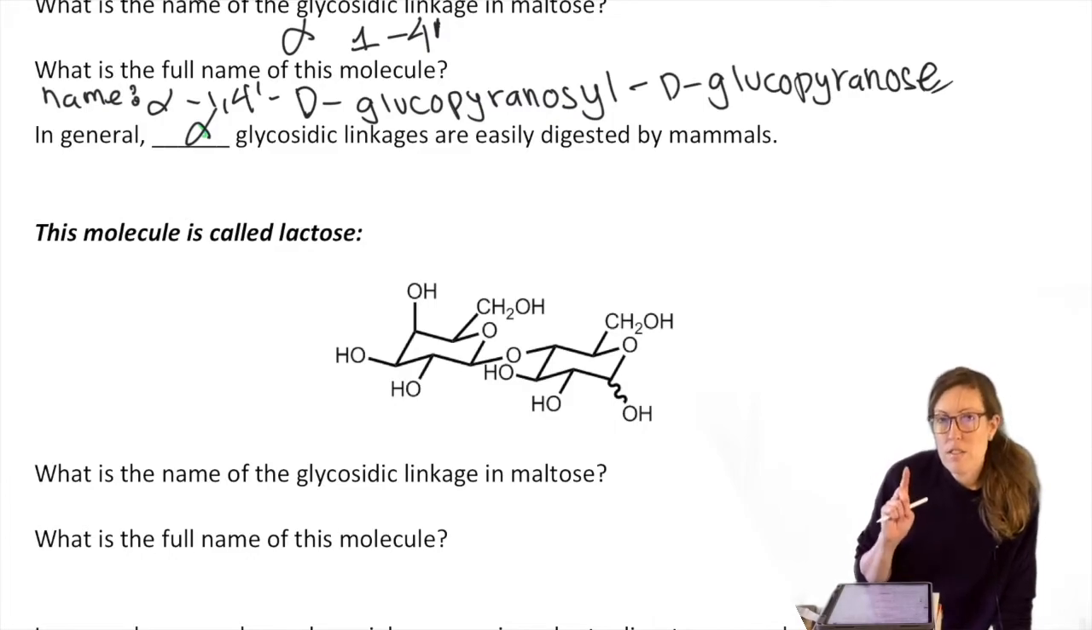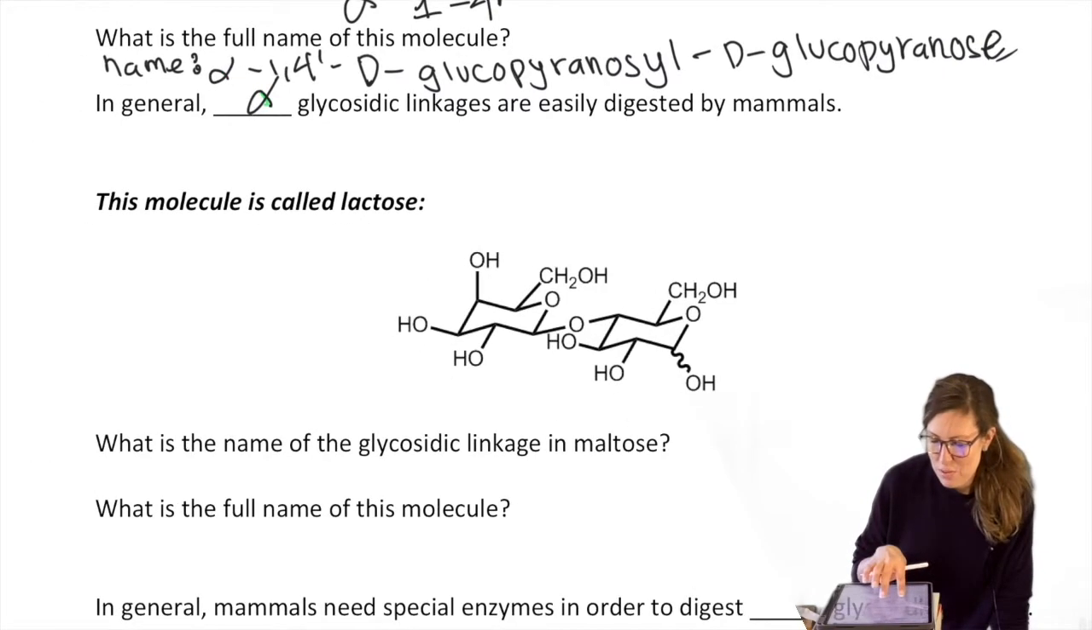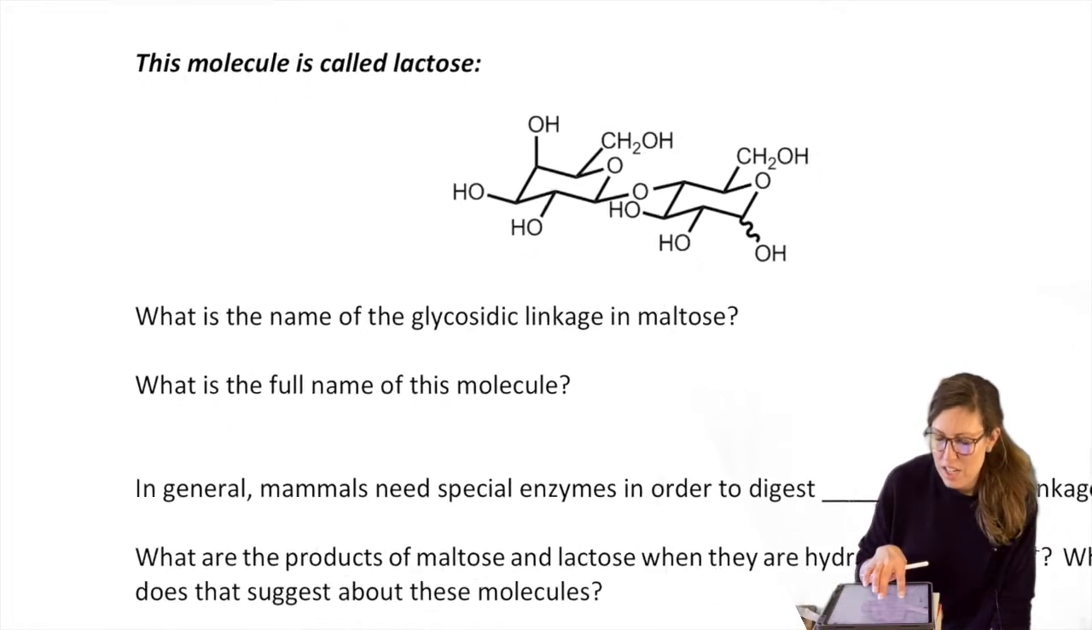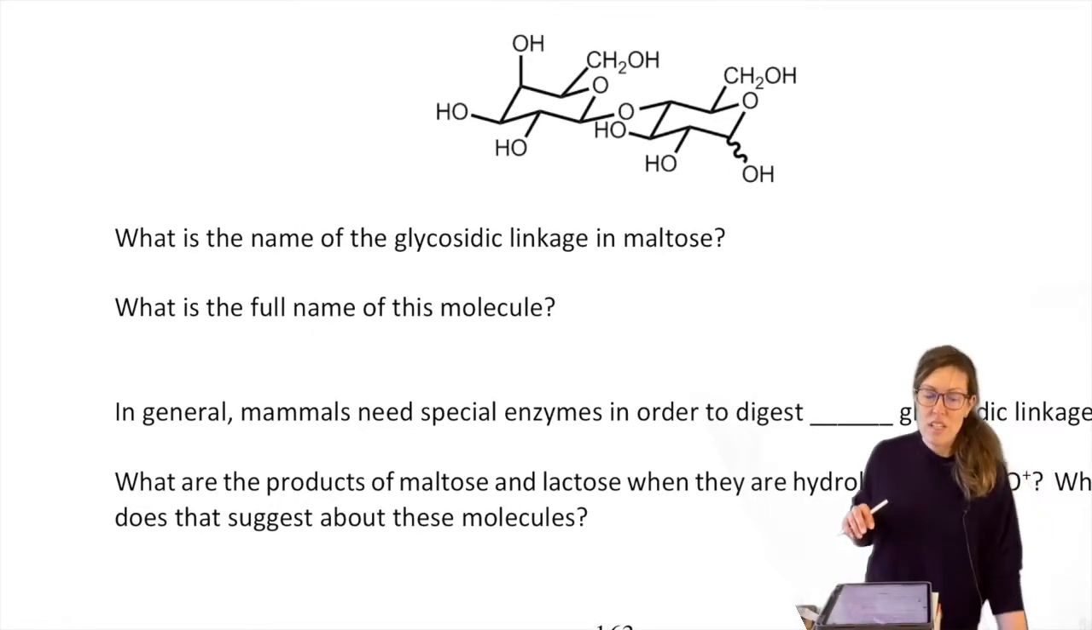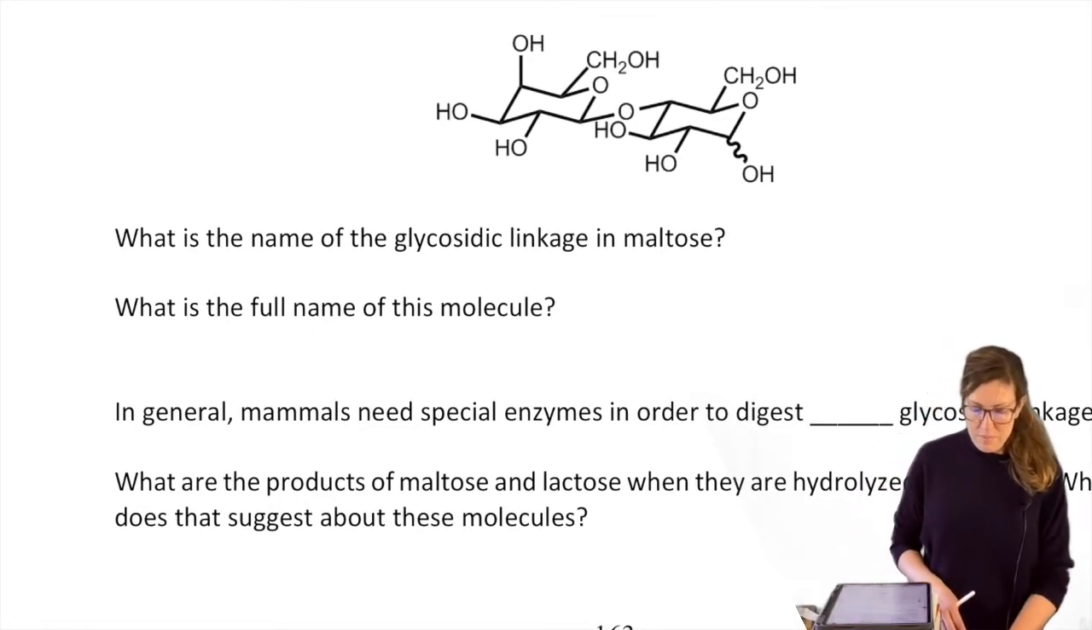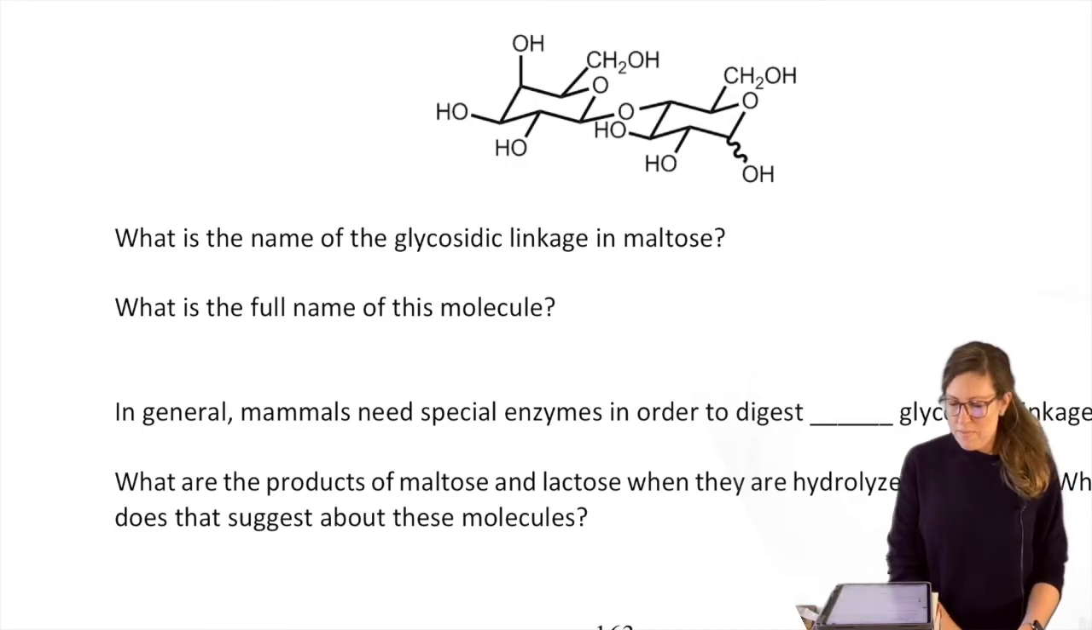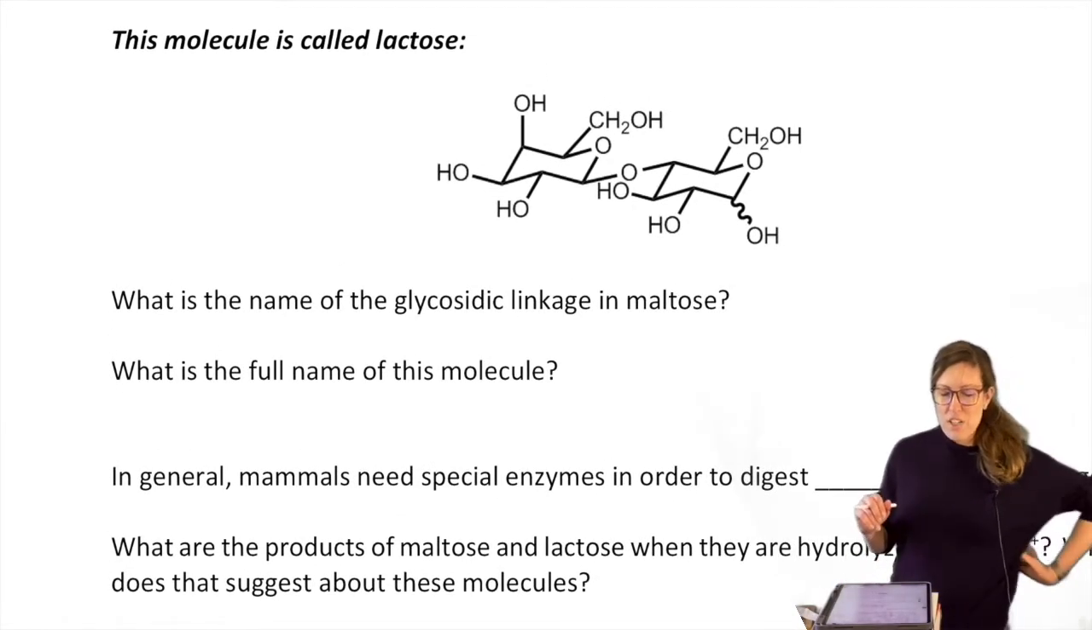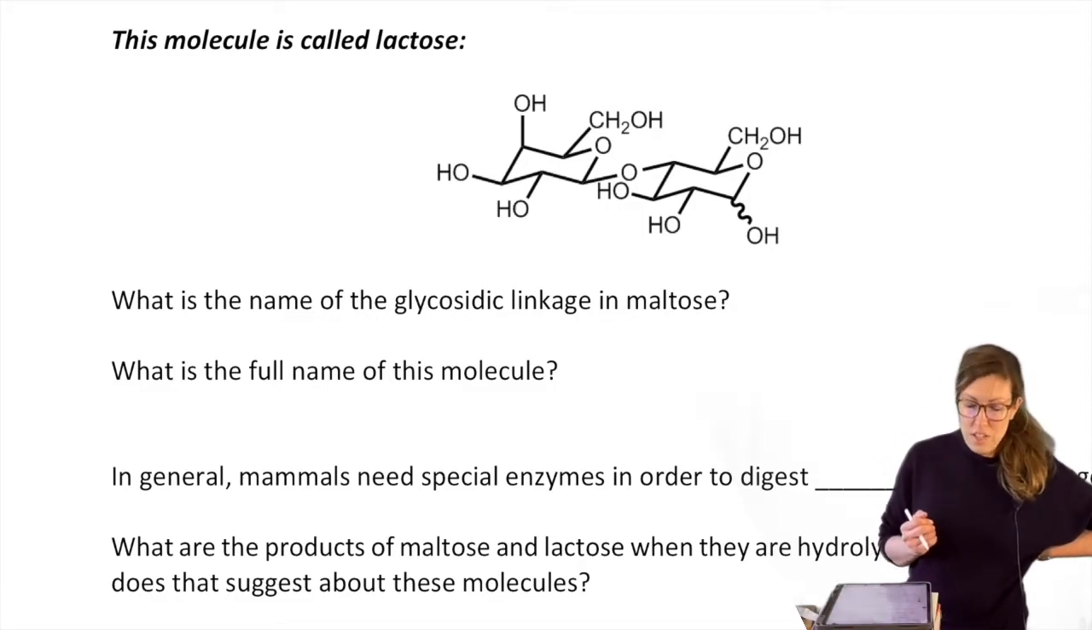Let's look at another disaccharide that's beta, because what would that look like? Because the nature of the glycosidic linkage could have different numbers. It could also have different orientations, alpha versus beta. This is lactose. You might have all heard about someone that's lactose intolerant. It might be you.